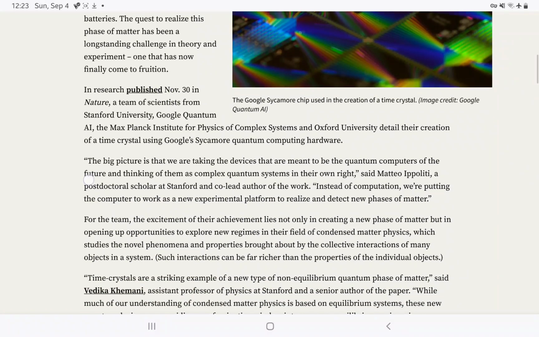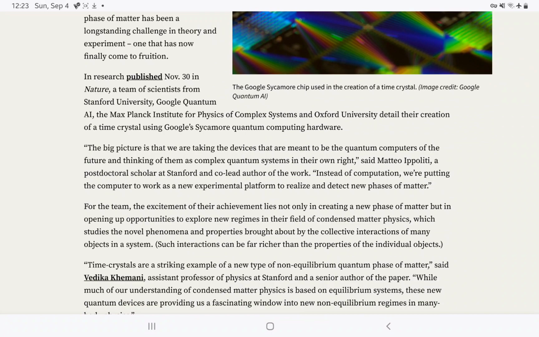I don't know. The big picture is that we are taking devices that are meant to be quantum computers of the future and thinking of them as complex quantum systems in their own right.